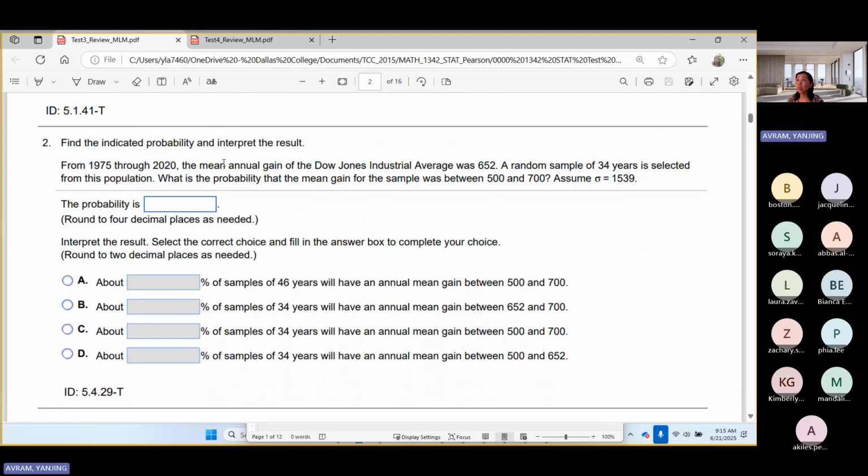We want to find the probability and interpret the result. From 1975 to 2020, the mean annual gain of the Dow Jones Industrial Average was 652 points. A random sample of 34 years is selected from the population. What is the probability that the mean gain for the sample is between 500 and 700? Assume sigma is 1539.